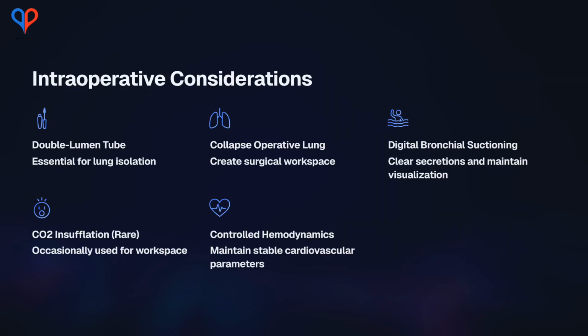Intraoperatively, a double lumen tube enables full collapse of the operative lung for exposure, supported by digital bronchial suctioning to remove secretions and prevent partial inflation. CO2 insufflation is rarely used because it raises intrathoracic pressure and can impair venous return. Throughout the case, hemodynamics must be carefully controlled. OLV increases RV afterload and reduces preload, making anesthesiology-surgery coordination critical to avoid hypoxia, hypotension, and arrhythmias.